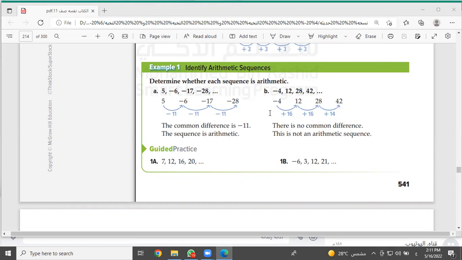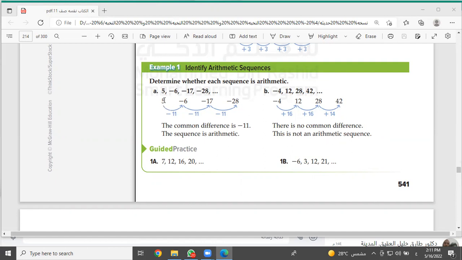Look at number B. Negative 4 and 12. The difference between them equals 16. Also 12 and 28, 28 minus 12 also equals 16. But the difference between 42 and 28 only equals 14. How? 42 minus 28 equals 14. So there is no common difference. There is no common difference in B, so it is not an arithmetic sequence.